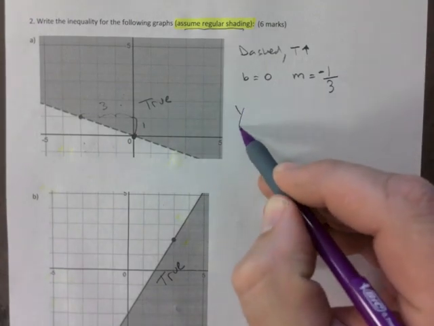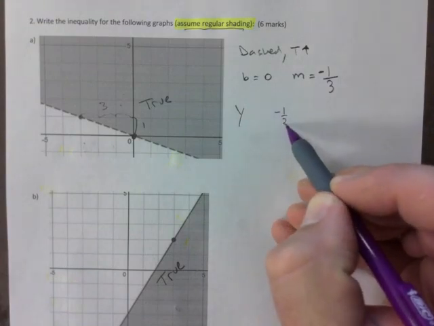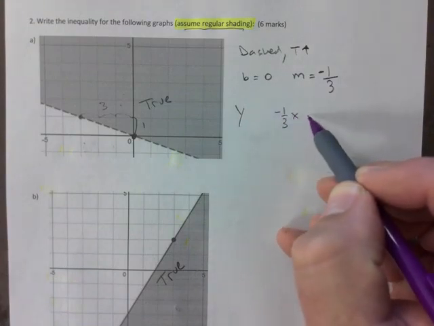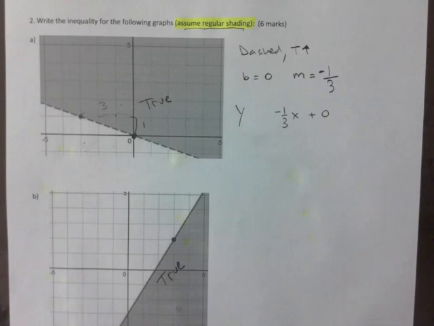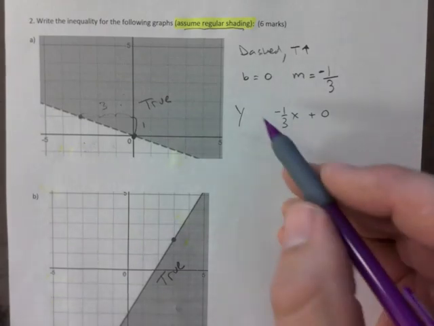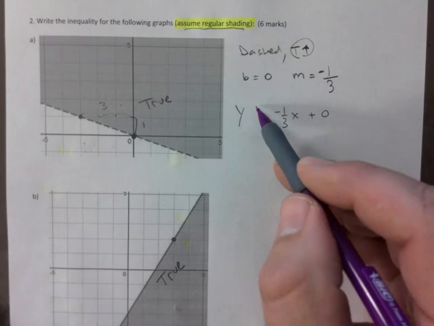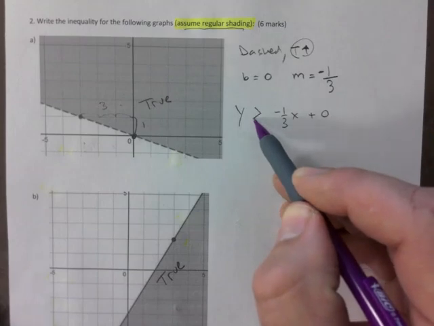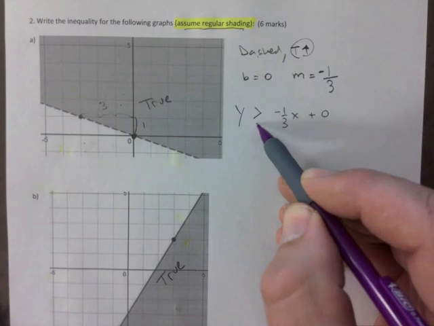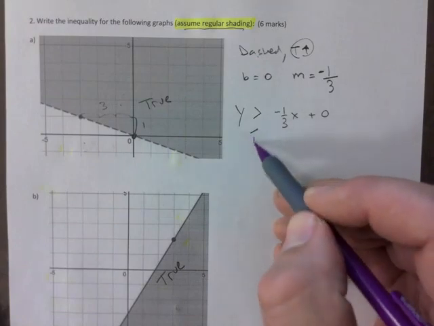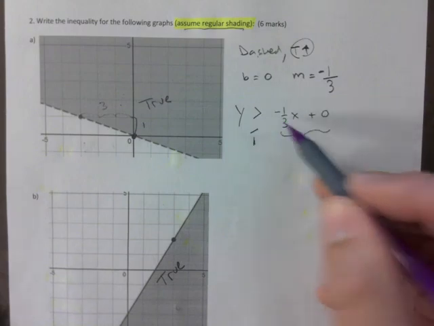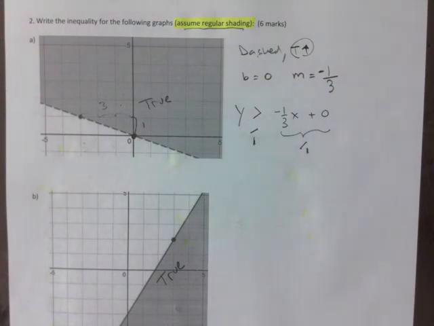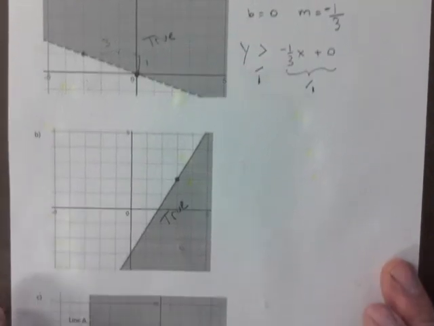So here we go. Now you can build it: y is greater than negative 1/3 x plus 0. If that helps you, sure, but you don't have to have the 0 there. And the true region is above, so I'm going to go like this. Because it's dashed, I'm not going to bother with the equal sign. So 1 mark for the inequality symbol, and 1 mark for having the proper slope and intercept. Okay, next.